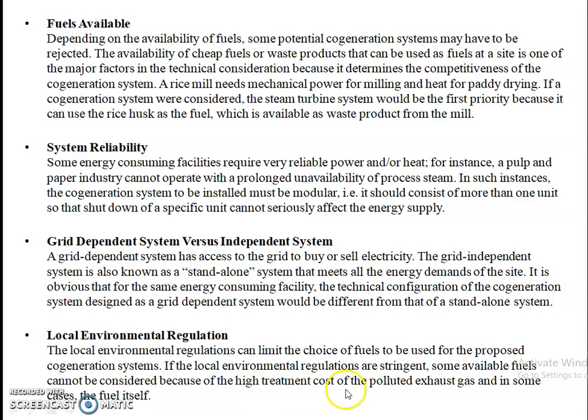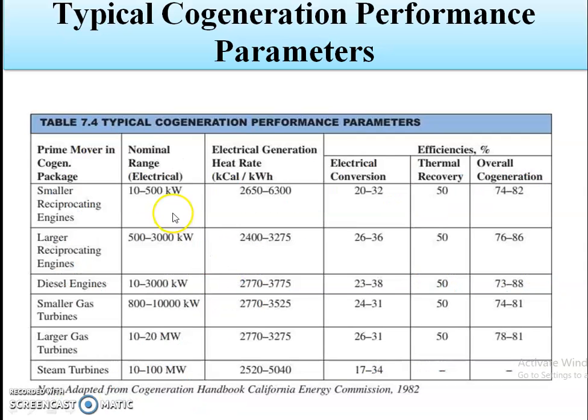If the local environmental regulations are stringent, some available fuels cannot be considered because of the high treatment cost of the polluted exhaust gas, and in some cases the fuel will be itself. Next, in the tabulation, we have discussed the typical cogeneration performance parameters.